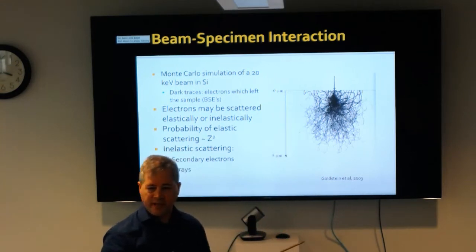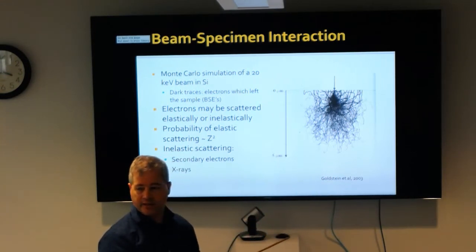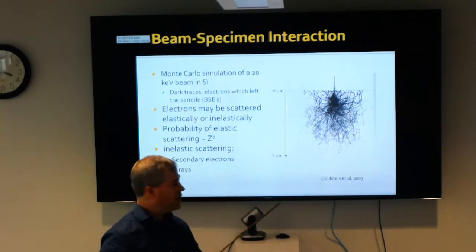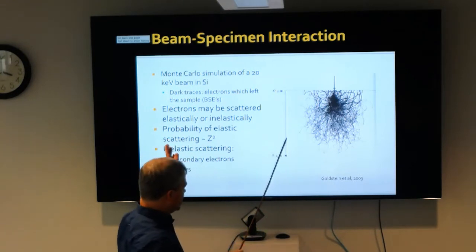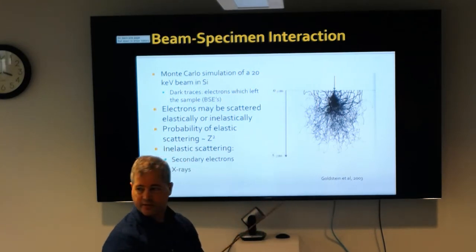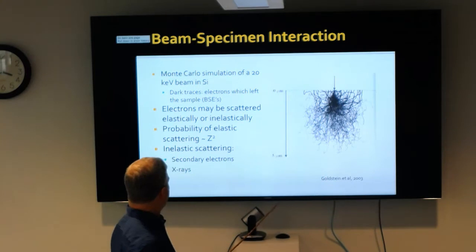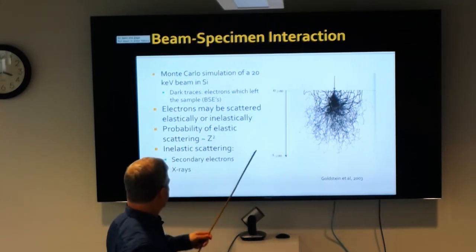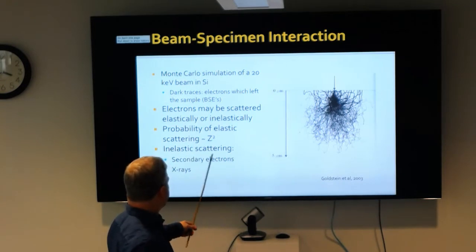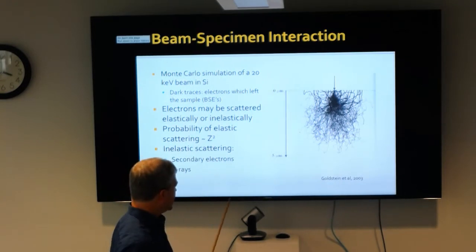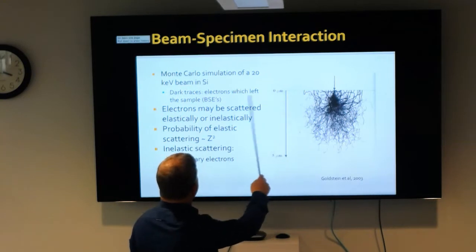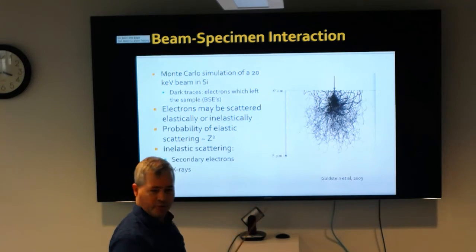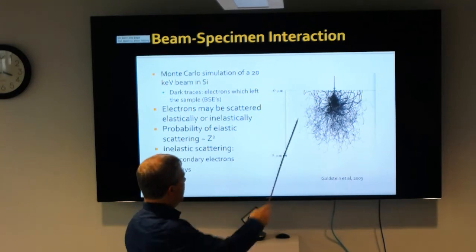As you know from TEM, we care only about the elastically scattered electrons. In this case, the electrons can be scattered inelastically and lose energy, and then contribute. The sample can then release secondary electrons, producing another signal. The probability of elastic scattering varies with the atomic number squared, and inelastic scattering can produce secondary electrons or X-rays. At a very high voltage, this would be a 20 kilovolt beam, which in SEM you're usually working at much lower voltages than in TEM.